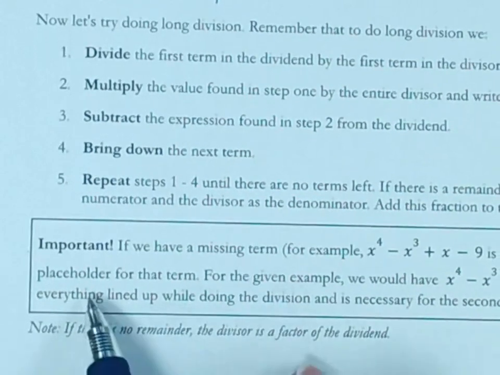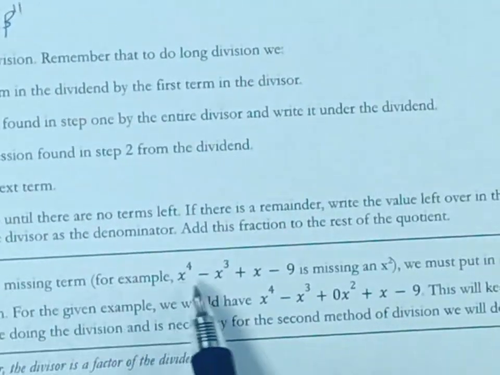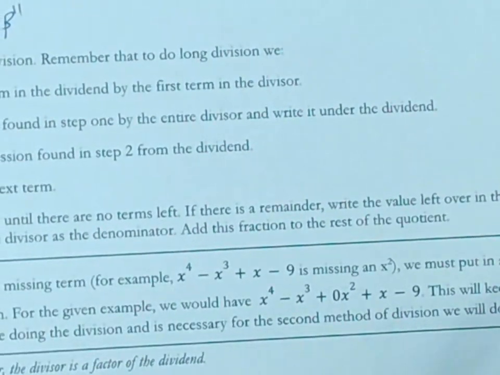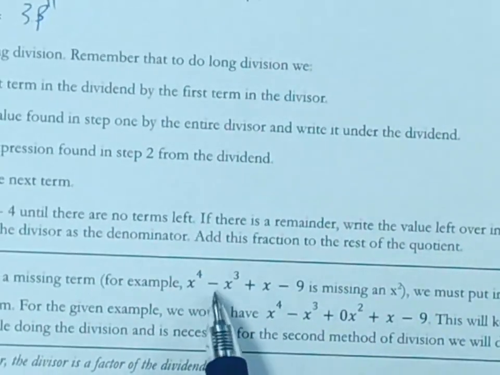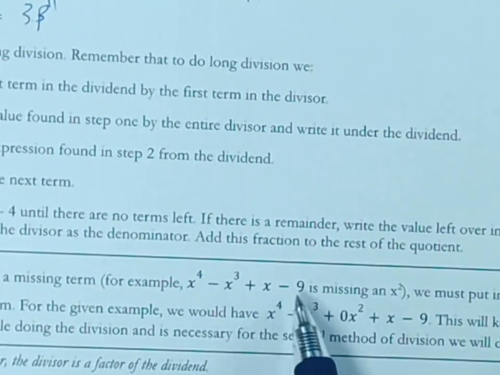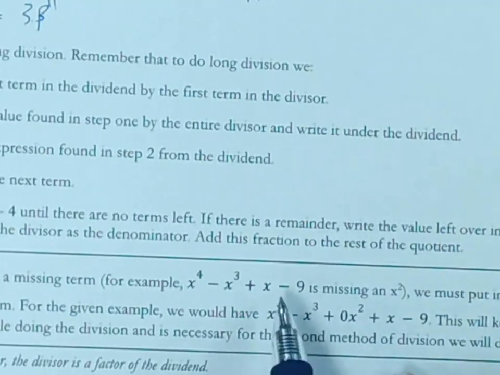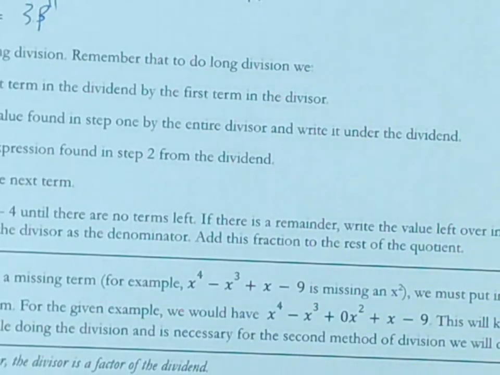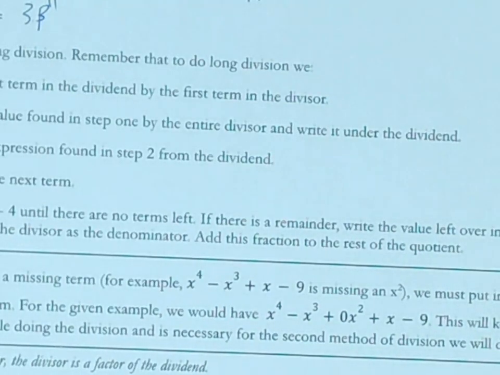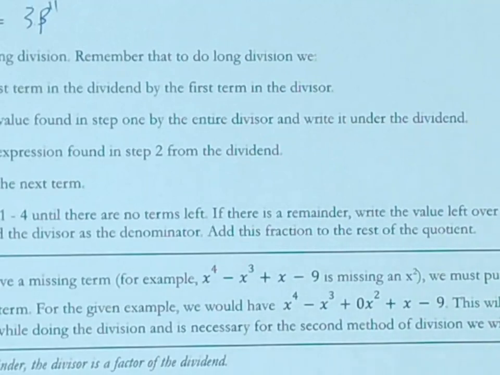Also, just an advisory right here. If you have a missing term, you've got to put a 0 placeholder in there. Okay, so this example, we've got x to the 4th, x cubed, x, and negative 9. Well, it's missing an x squared. You've got to have 4, 3, 2, 1, none. So we would put a 0x squared in there. I think that's something we should do every single time. I'm going to rewrite it every time to make sure I have them all in there, okay?